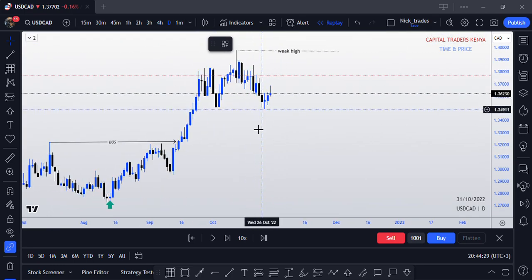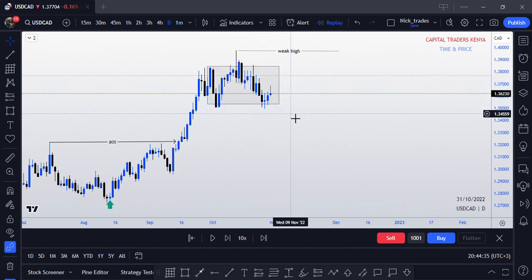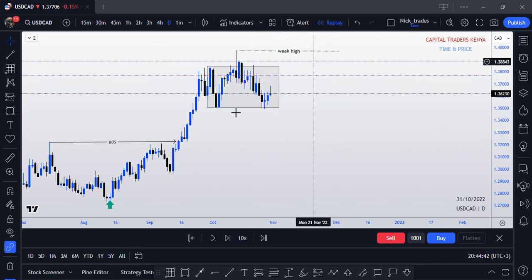Currently, we can see that prices have been in a range. Look at that, prices are in a range. So it would be better for us to wait for a break of this range, and then we can see maybe prices moving to either side.